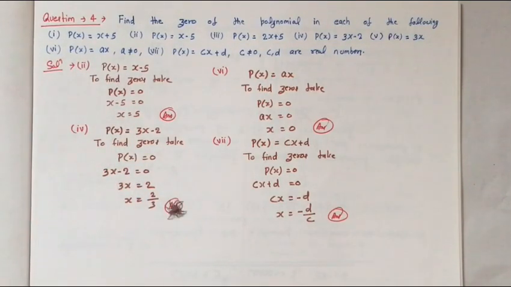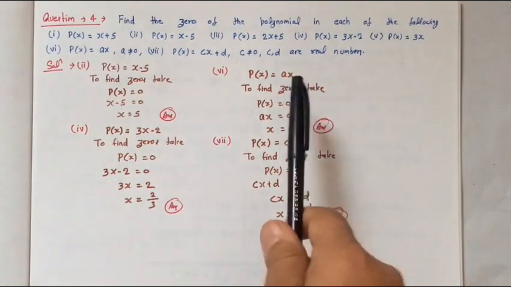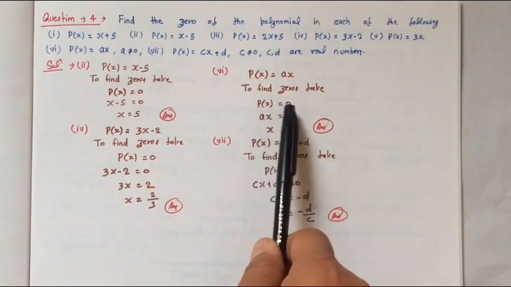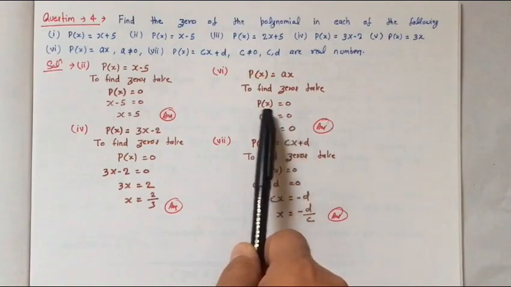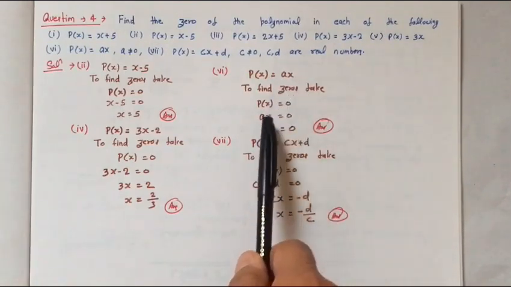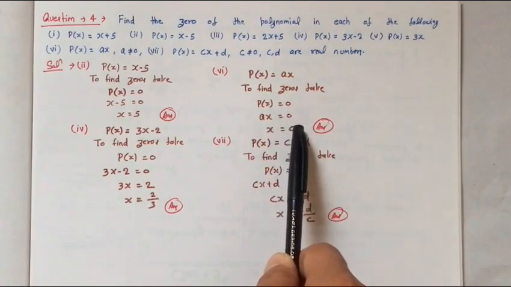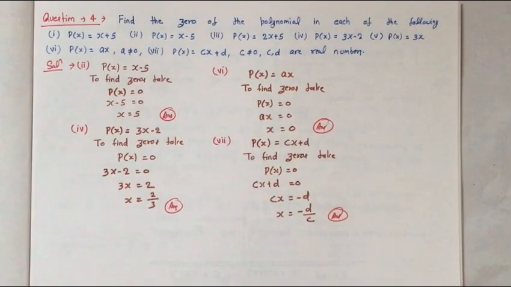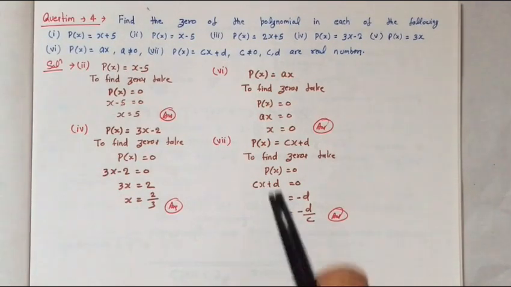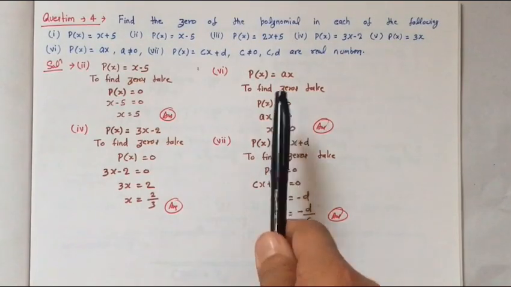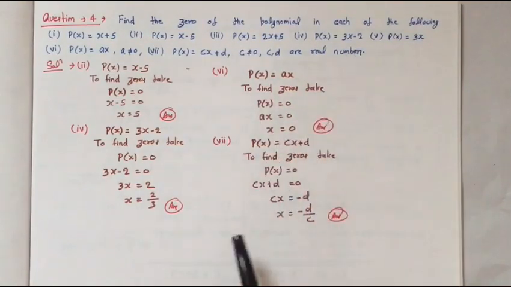In part number 6, the polynomial given is p of x equals ax. To find zeros, take p of x equals 0. If you take p of x equals 0, it means ax equals 0, and a will go to the divide, and 0 upon a is 0. In 0 you can divide by any number, but your result will always be 0. So x equals 0. So you can say x equals 0 is the zero of this polynomial.